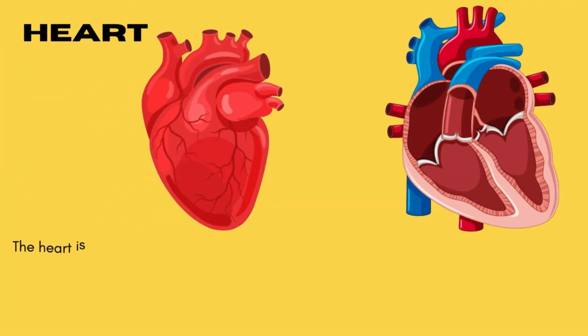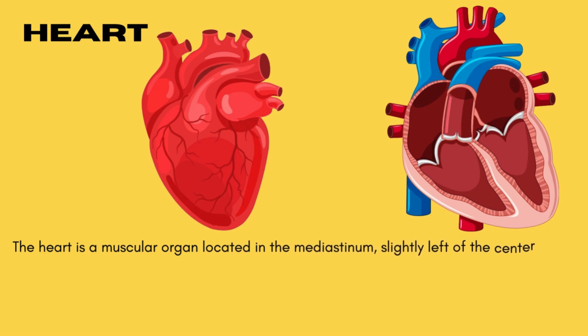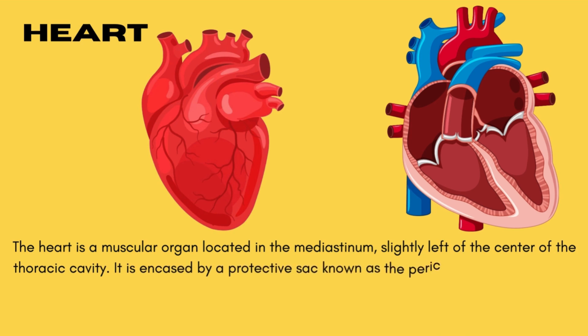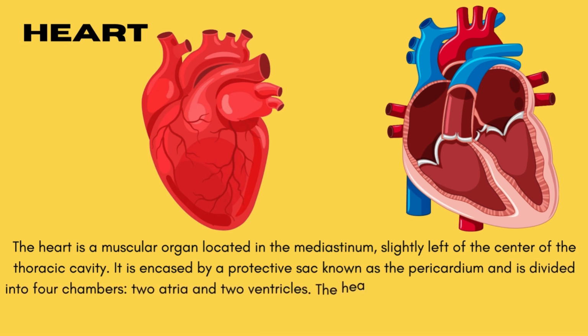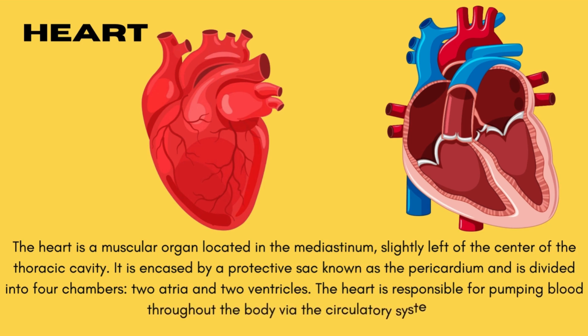Heart. The heart is a muscular organ located in the mediastinum, slightly left of the center of the thoracic cavity. It is encased by a protective sac known as the pericardium and is divided into 4 chambers, 2 atria and 2 ventricles. The heart is responsible for pumping blood throughout the body via the circulatory system.